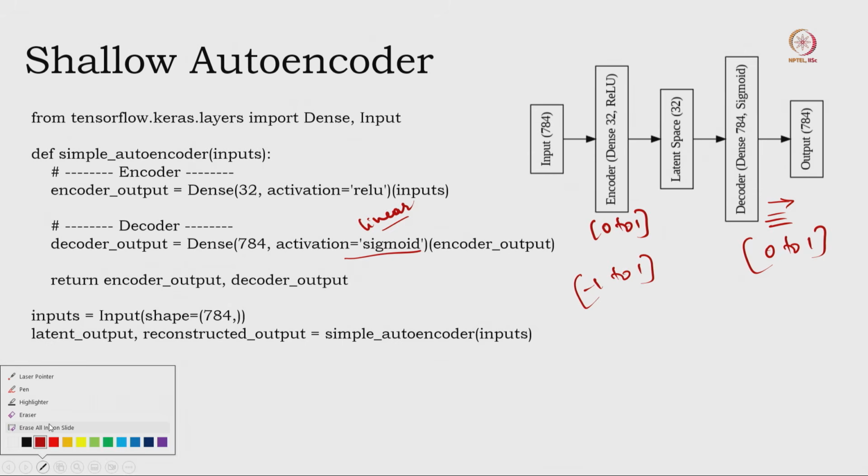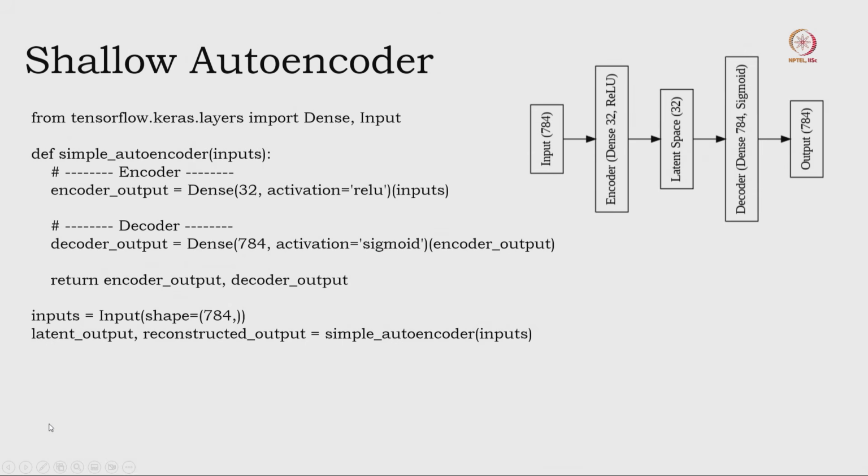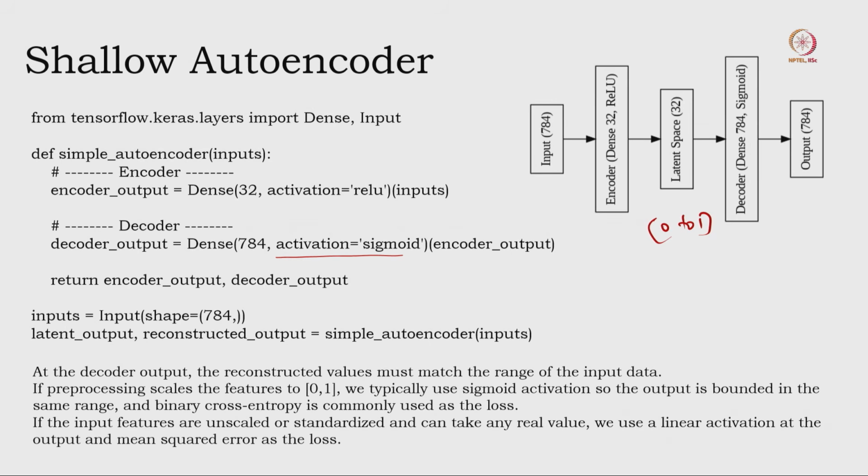Suppose you have used a standardization technique, then also you will be using a linear activation function. So, sigmoid you will use because you have changed the value between 0 and 1 at the input. Therefore, at the reconstruction also you should get these values only. Therefore, activation equal to sigmoid, but nothing to do with classification problem here. I hope this is clear to you. That is what has been written here.